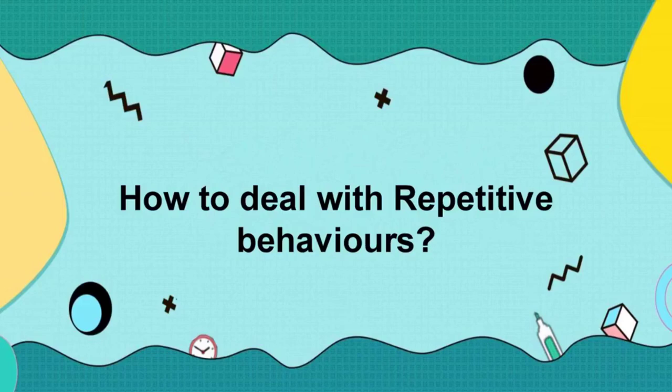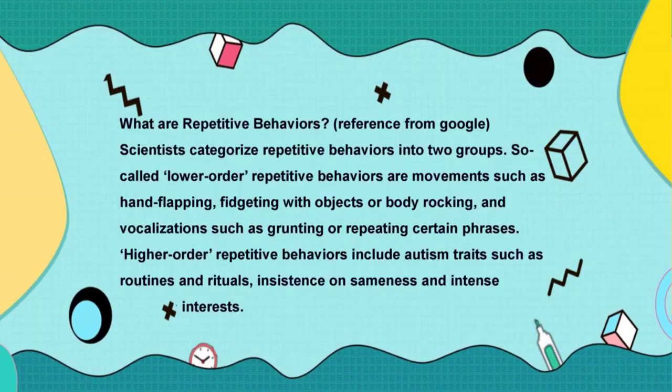Hi everyone. Today let's see how to deal with repetitive behaviors. Repetitive behaviors are common in children with development delays, speech delay, ADHD, autism. This is a common behavior which children exhibit to reveal something to the parent. So let's see how to handle that.